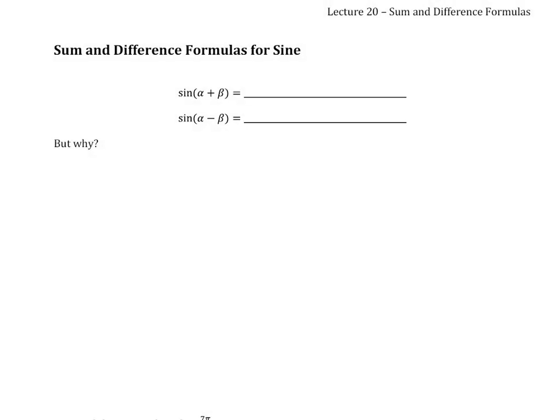Now let's move on and look at the sine formulas for sum and difference. So it turns out, and we'll show this, that sine of alpha plus beta is the sine of alpha cosine of beta plus, and in this case the signs match instead of being opposite as they were for the cosine, cosine alpha sine beta. So notice it's sine cosine, cosine sine. And for the sine of alpha minus beta, it's sine of alpha cosine beta minus cosine alpha sine beta.